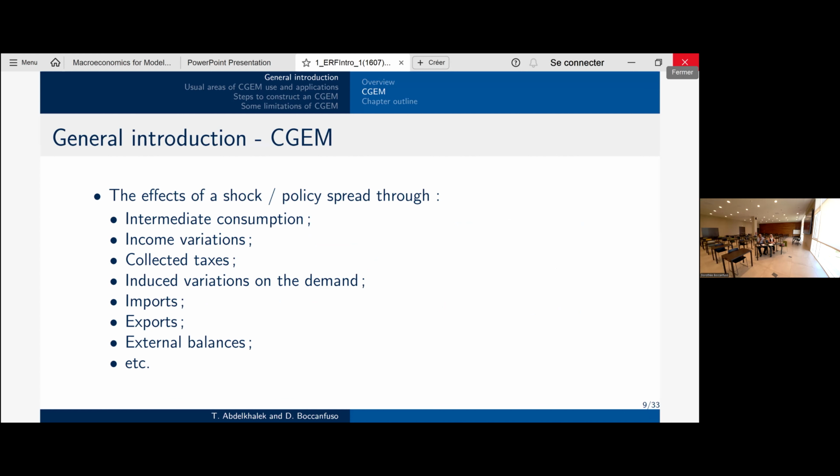This is a feature that we cannot have in a macroeconomic model. And we can have an income variation for each agent. More than that, we can have the impact on each household. We can see the impact on collected taxes for the government, and we can see the variation on the demand side, the supply side, in prices, in imports, in exports, in the external balance, in employment, etc. So the CGE model can answer many questions at different levels and on different variables.